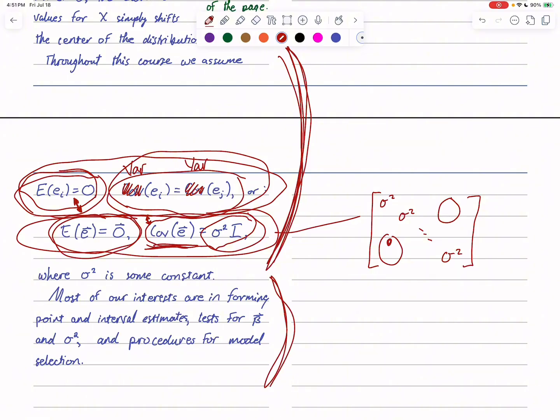Now, throughout most of this course, we're going to be interested in developing point and interval estimates for the random variables involved. We are going to want to design tests for beta and for sigma squared, because those are often going to be values that we hypothesize, and then we would like to test whether some given data confirms or disconfirms our hypothesis. So we'll want tests for beta and for sigma squared. And we'll also want procedures for model selection, and that has to do with forming the variables in the first place.